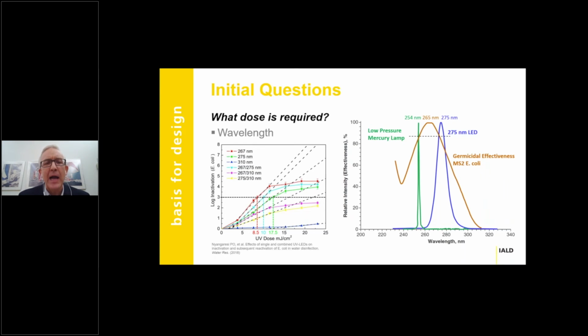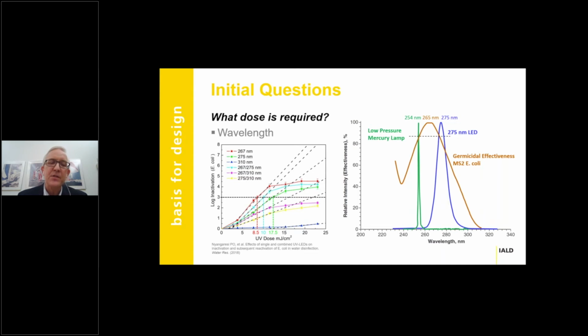By and large, viruses perhaps present the greatest concern, and they are characterized by action curves that closely follow the germicidal action spectra of DNA, such that an effective dose for any given peak wavelength can be deduced from the data derived using another peak wavelength. For example, here we see the relative intensity of the germicidal low-pressure mercury lamp, shown in green, and that of a UV LED with a peak wavelength of 275, shown in blue, plotted against the germicidal action curve for DNA as derived from the irradiation of the MS2 virus, shown in brown.